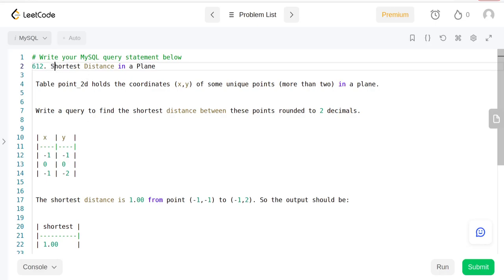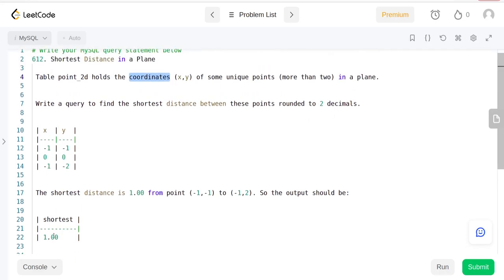We're trying to find the shortest distance in a plane. You have been given a table. The name of the table is point_2D. It holds the coordinates x, y of some unique points, more than two in a plane, of course. So we're going to be writing a query to find the shortest distance between these points rounded to two decimals. The only thing we want to return is the distance itself. So the shortest distance is going to be 1, from point (-1, -1) to (-1, 2). So the output should be this one.